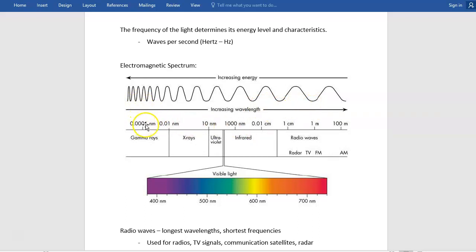And here it's got some sizes: nanometers and more nanometers, centimeters, 1 centimeter, 1 meter, 100 meters across. Wow, the wavelengths can get extremely long, even kilometers or even light years long. There's not really an end other than the size of the universe.